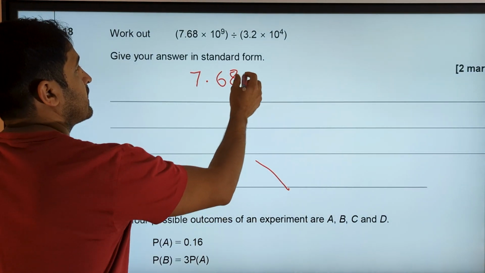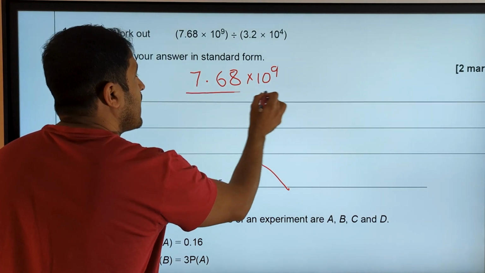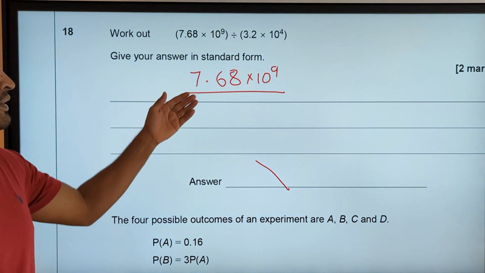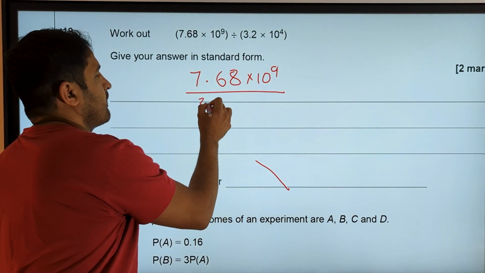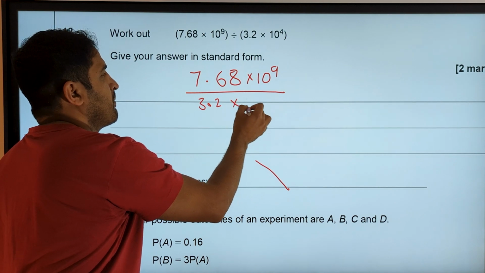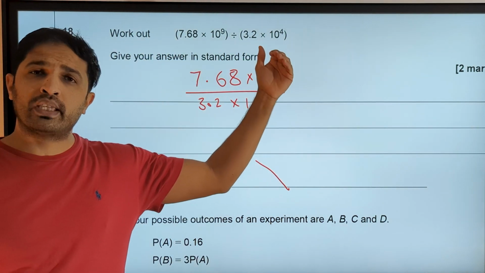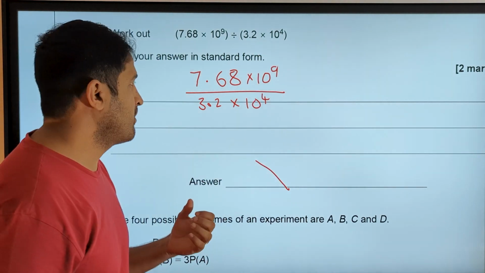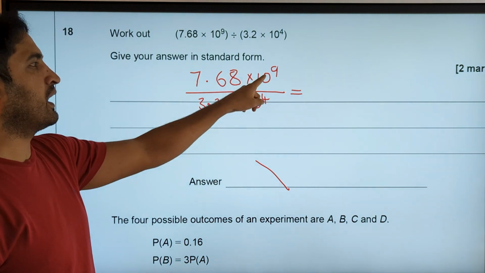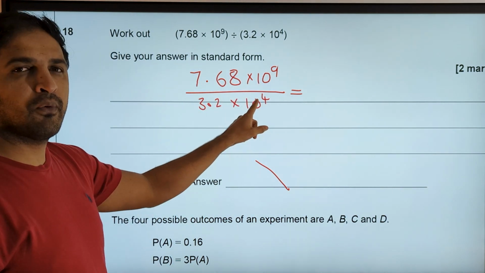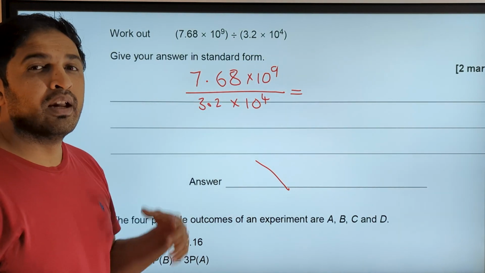7.68 multiplied by 10 to the power 9. And divide by, so instead of writing a division sign, we can use a fraction line. Okay, so divide by 3.2 multiplied by 10 to the power 4. Now when you're using a fraction, I can do the same thing to the top number and the bottom number, and the value of that fraction doesn't change. So I can divide the top number by 10 to the power 4. That means I'm dividing this 10 to the power 9 by 10 four times.